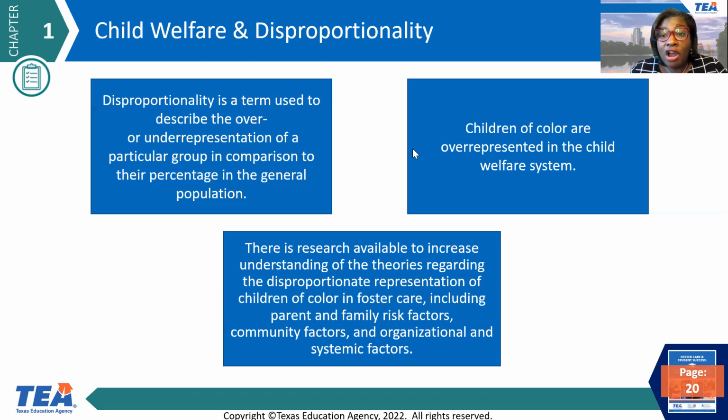Children of color are overrepresented in the child welfare system, but there is research available to increase understanding of the theories regarding the disproportionate representation of children of color in foster care, including parent and family risk factors, community factors, and organizational and systemic factors. So we want to ensure that you understand what information is looked at. We go into detail on page 20. We provide you charts, information, and data to understand child welfare and disproportionality.